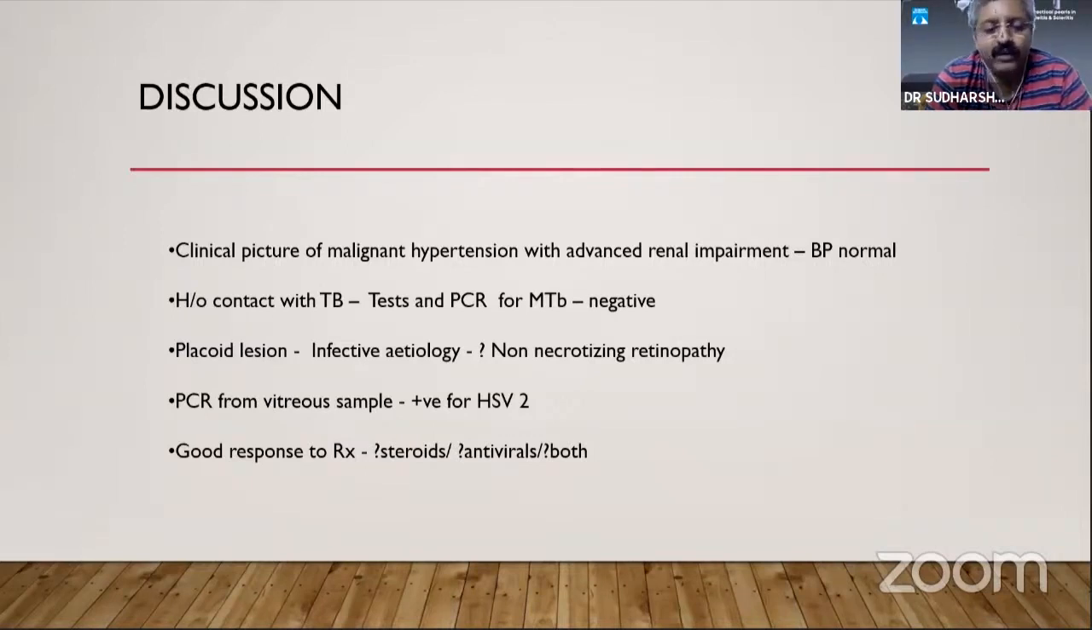So, to his surprise, they found positivity for HSV2, and retrospectively we start thinking probably it worked well. But the question remains whether it worked because of the steroids or because of the antivirals. Although the antiviral dose is very low considering the patient's age and otherwise. The dose is lesser because of the nephropathy and changes. So the next slide.